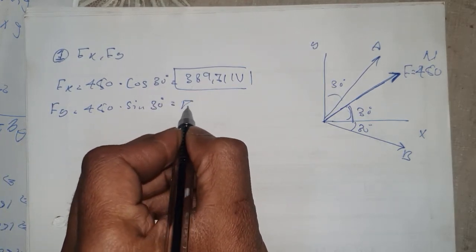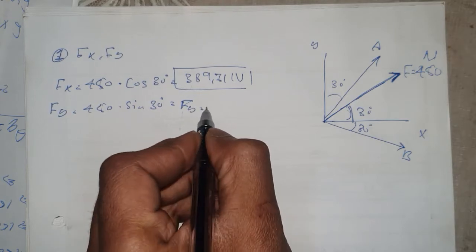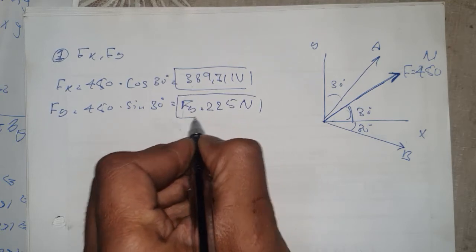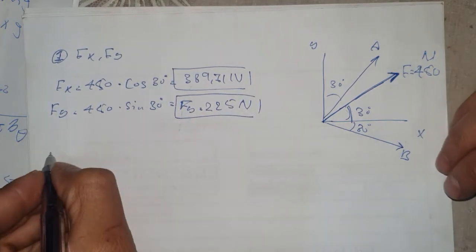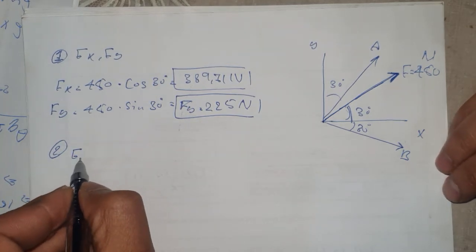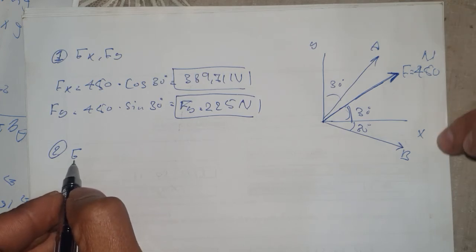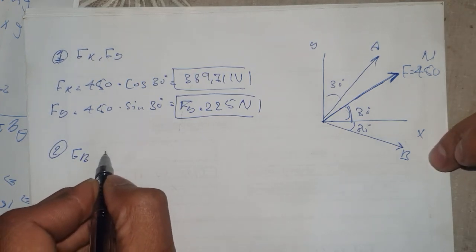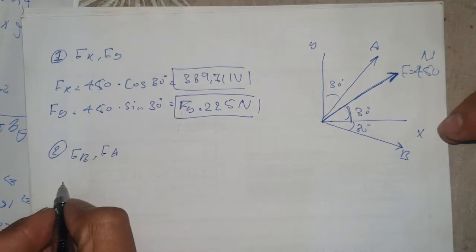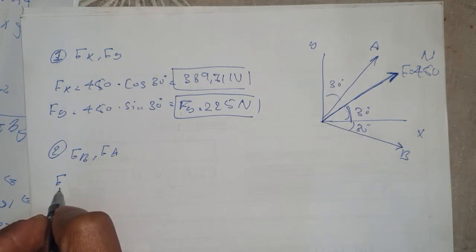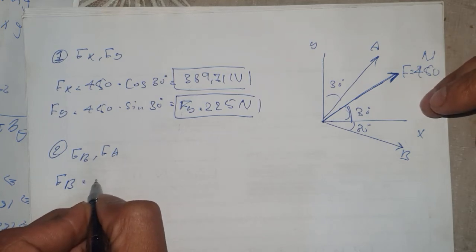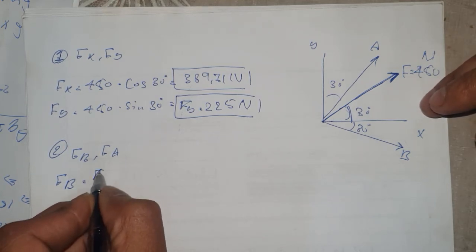So fy is equal to 225 newtons. And now we will go for part 2. For part 2, you have to find the force components, which means instead of x we have b. It means fb and fa for fy. So first we go for fb, it means for fx.